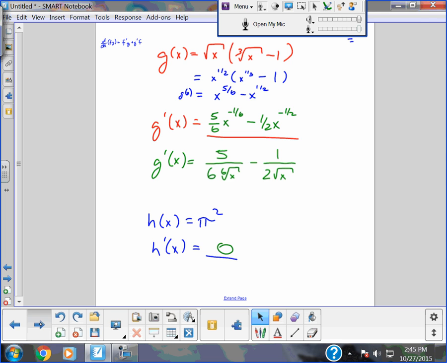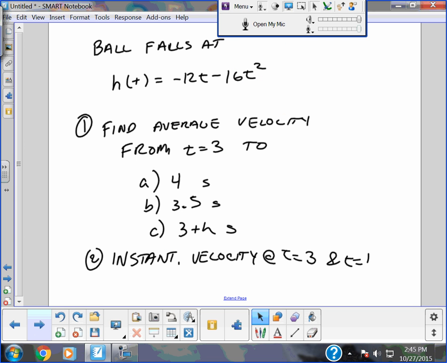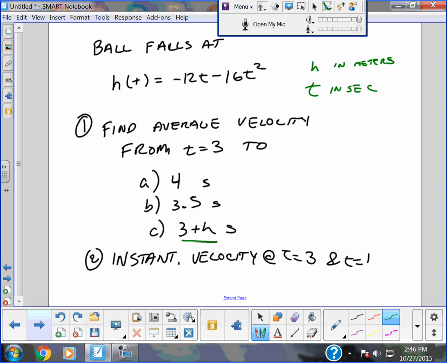All right, one more warm up today. A ball falls at h of t equals negative 12t minus 16t squared, where t is in seconds. And let's put h in meters. I suppose I actually wrote it for feet, but we'll do it in meters anyway. You guys from physics should recognize that. I want you to find the average velocity from time 3 to time 4, time 3 to time 3.5, and time 3 to time 3 plus h seconds. And then I want the instantaneous velocity at t equals 3 and t equals 1.